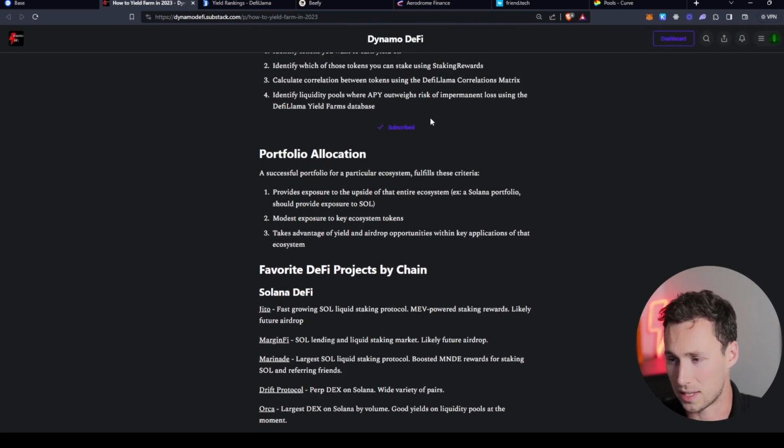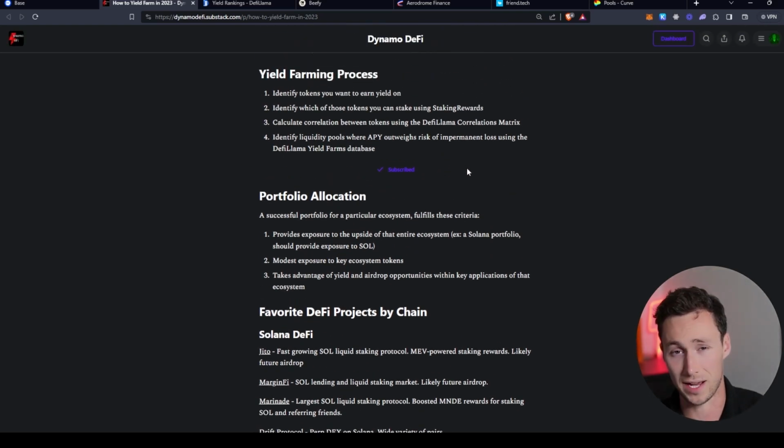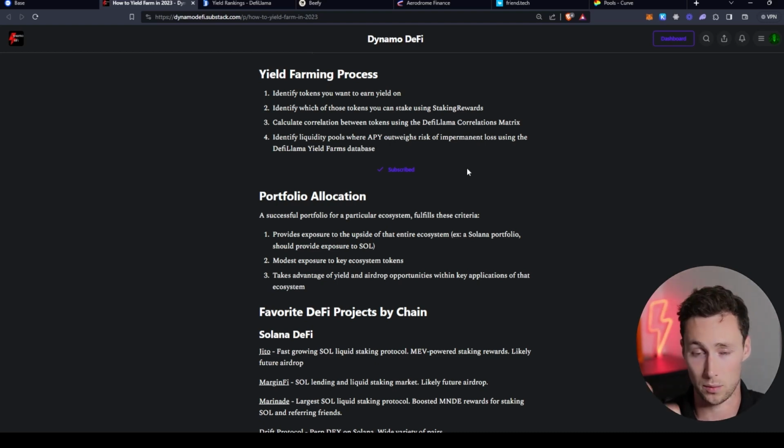So the exact process: we're going to find tokens that we want exposure to in the Base ecosystem. First, ETH. If you are allocating heavily to the Base ecosystem, you're basically betting on Ethereum. And if you have ETH and you want to bring it over to Base, it's probably because there's higher yields on Base than on Ethereum mainnet. So we want some ETH because it's important in the ecosystem.